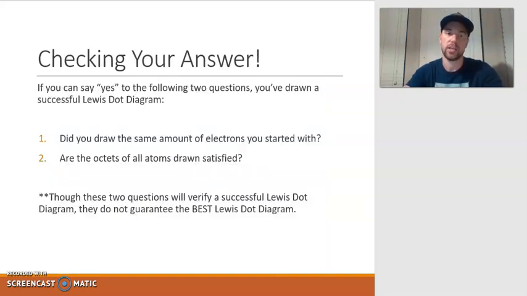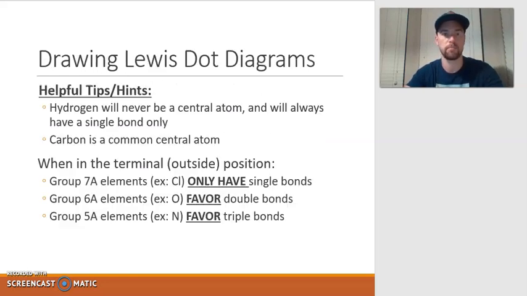You always need to check your answer. Like I said, if you follow those 6 steps in order and don't deviate from it, you should be good. But if you can say yes to the following 2 questions, you have drawn a successful Lewis dot diagram. Question 1. Did you draw the same amount of electrons that you started with in step 2? And question 2, are the octets of all your atoms satisfied? Even though that will help you figure out if you've drawn a correct Lewis dot structure, it doesn't necessarily mean you've drawn the best one, because you're going to see there are multiple ways that we can draw.